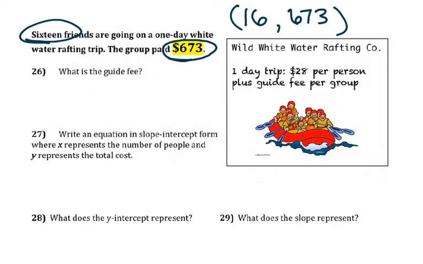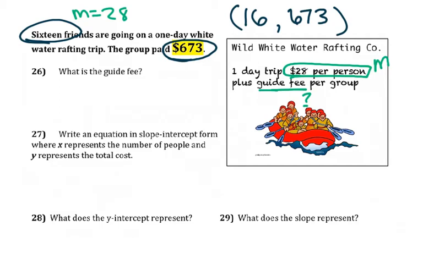It says one-day trip is $28 per person. That means if I have another person go, it's another $28. And if I have another person go, it's another $28. That sounds like a slope to me. $28 per person. Okay, so I'm going to say m equals 28. I don't know where I'm going to put that yet. Plus a guide fee. Okay, that sign's not very good because it didn't tell me what the guide fee was. So that's what I don't know. Question mark. I don't know what the guide fee is.